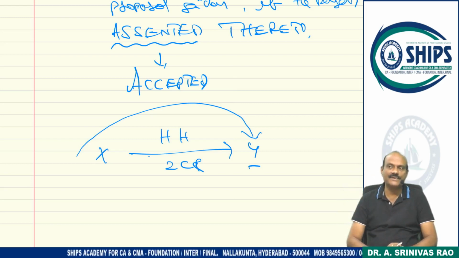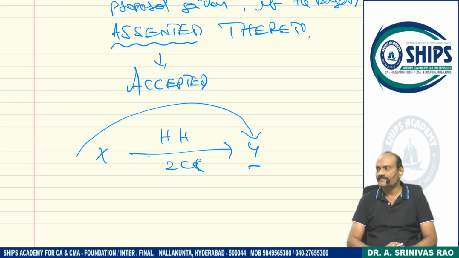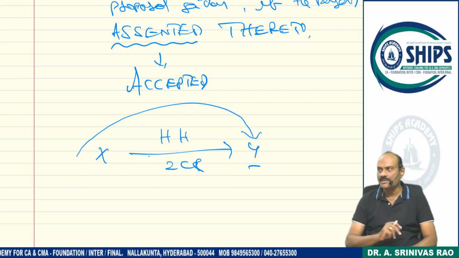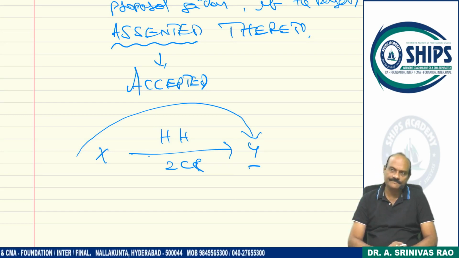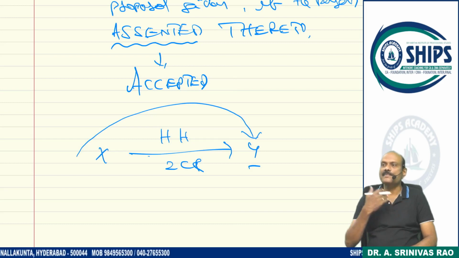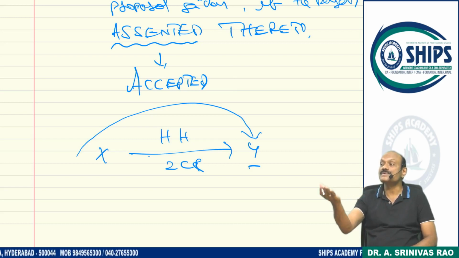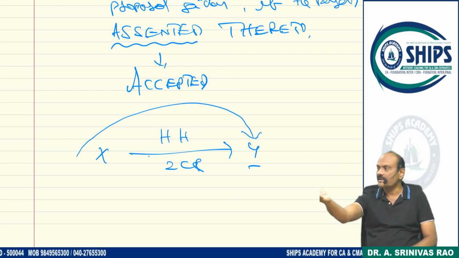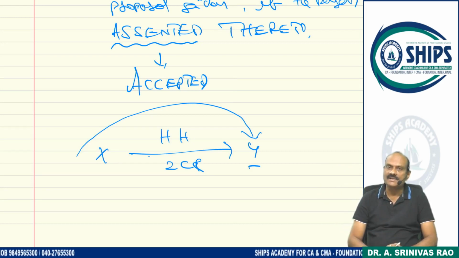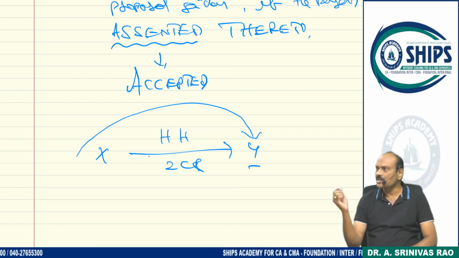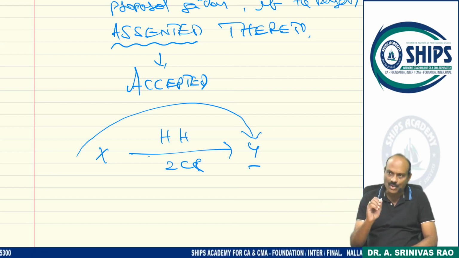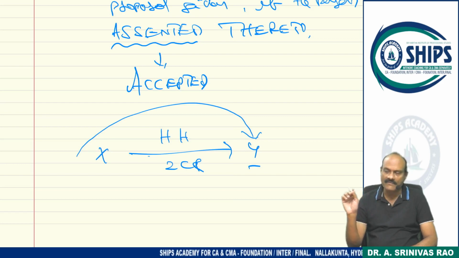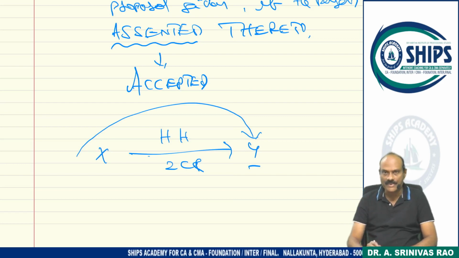Now go back to the agreement definition. What are the essentials? There must be a promise. There is a promise. There are 2 persons. Here who is the offerer? X is the offerer. Y is the offeree. What's the meaning of offerer? A person who makes a proposal, who makes an offer to another. Offeree is the person who accepts the offer or gives the consent. There are 2 distinct persons, namely offerer, offeree, promiser, promisee.